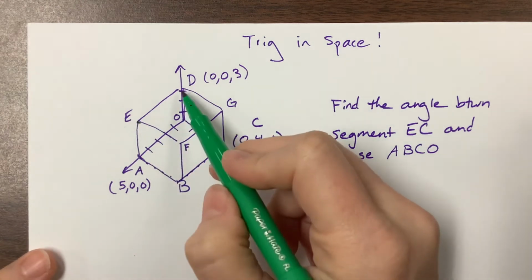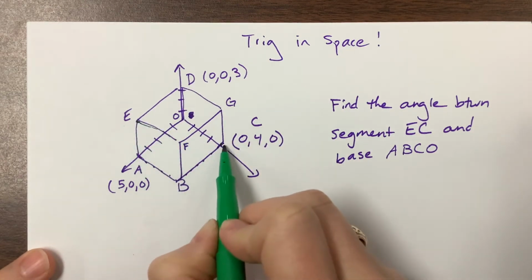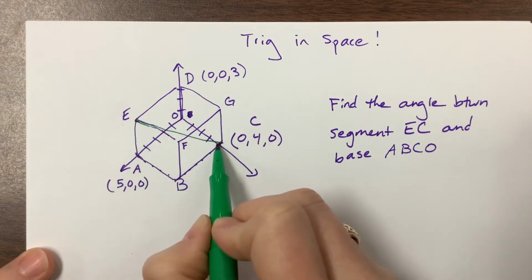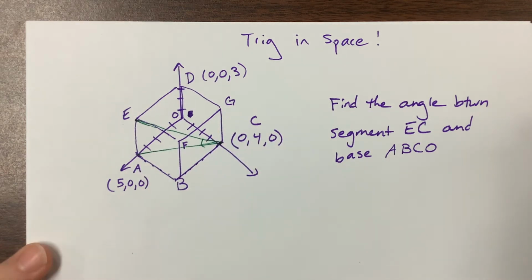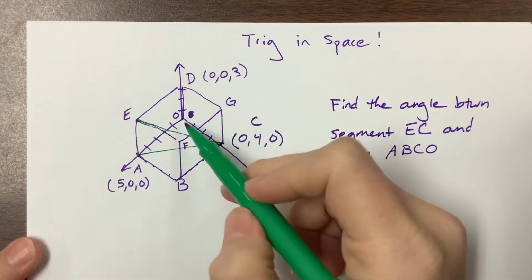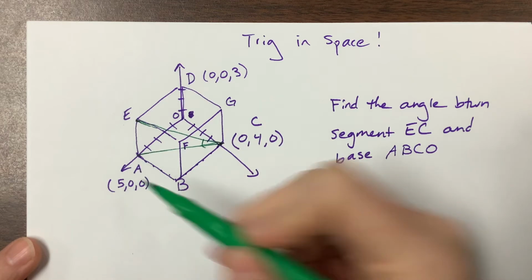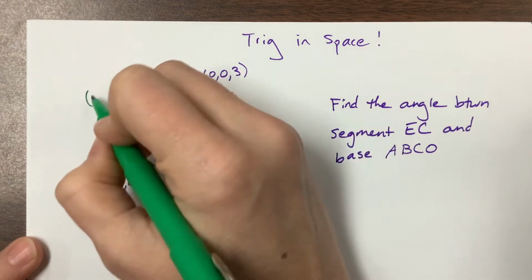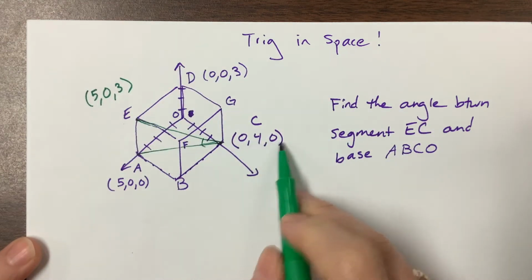So what we know is that we're looking for the angle formed from E to C, and so angle ECA is the angle that we're looking for. So we're trying to find this little angle right in here. Well, we know that the point E, we've gone 5 units in the x direction, and then we went no distance in the y, like we didn't travel on that, and then we went up. So this is the point 5, 0, 3. And this is the point 0, 4, 0.